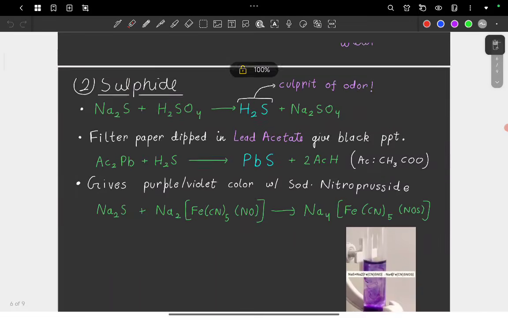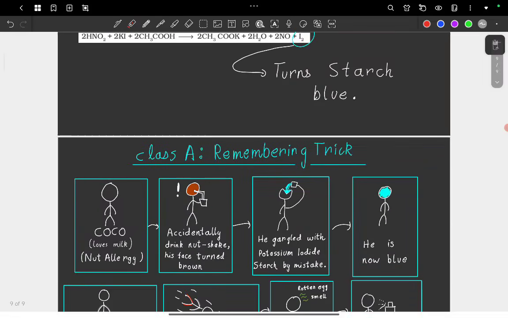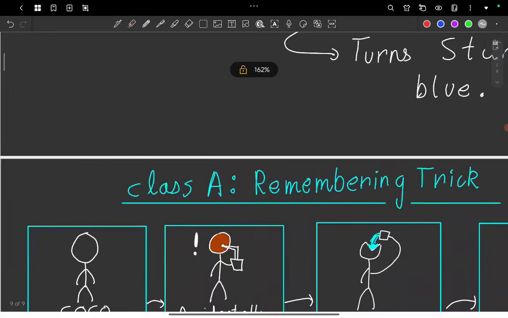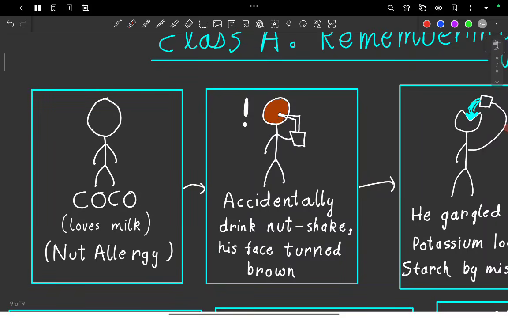If this is all you wanted to see, you can log off the video now. But for the ones who want to stay, I can tell you a trick to remember these reactions. So let's begin with that.